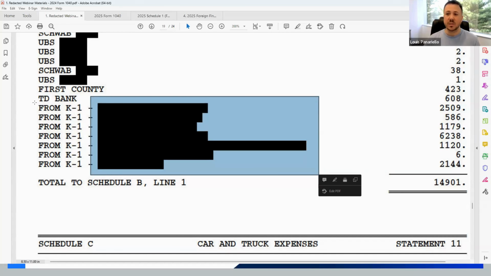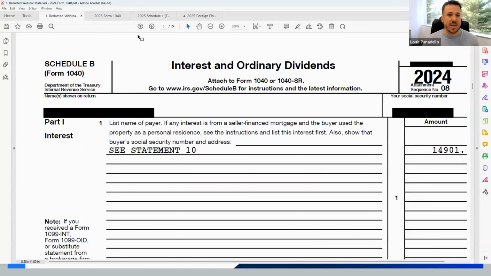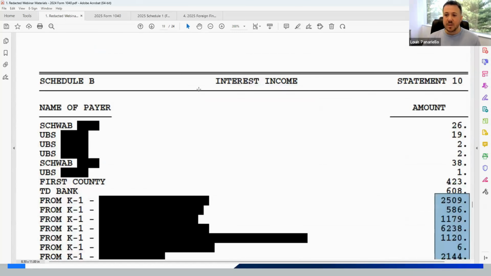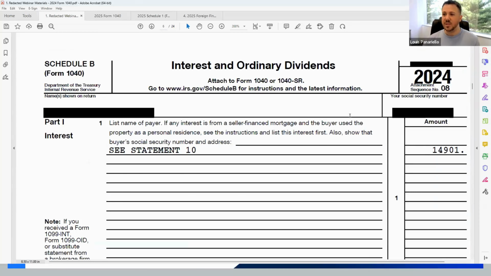And this is what it looks like from K1. And then there would be a Schedule K1 that matches these exact figures that are over here on the right side. Let me take a step back now. So now we're back to our Schedule B. I just showed you, let me go back to the back here. The total of Statement 10, 14,901. If we go back to our Schedule B, as you can see over on the right, 14,901. It's a match. We're all good.